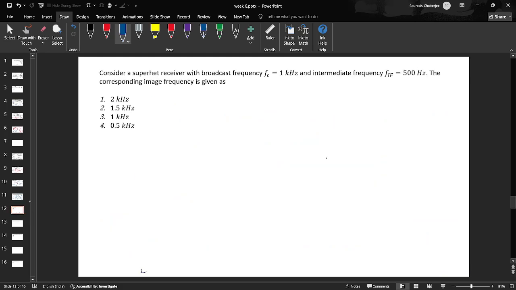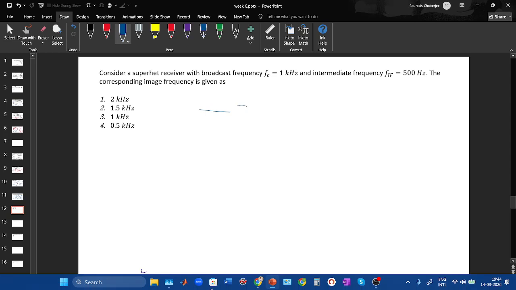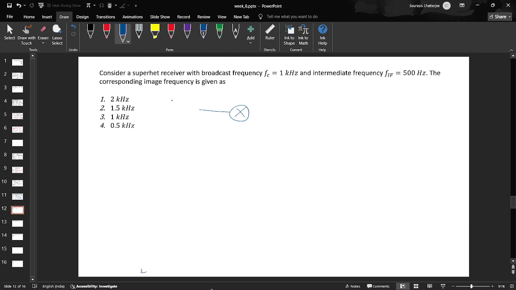Let us move to the superheterodyne receiver. It says it has a broadcast frequency of 1 kilohertz and an intermediate frequency of 500 hertz. What is the corresponding image frequency going to be? So let us draw the structure once for the superheterodyne receiver. We have our m(t) cos 2 pi fc t here, where fc is the broadcast frequency, and here is your local oscillator which generates a frequency of cos 2 pi (f1 plus f2) t, right?